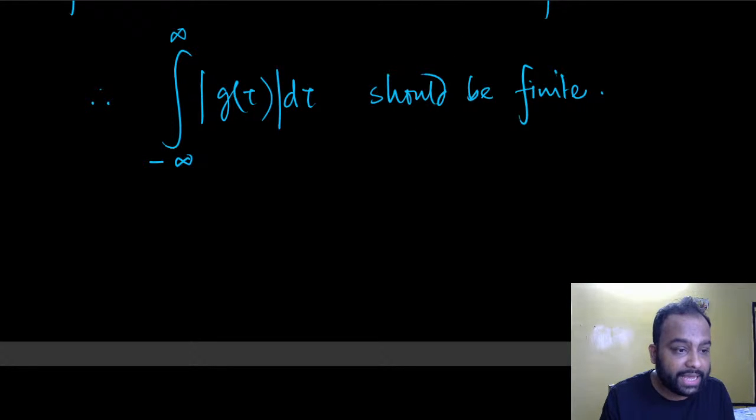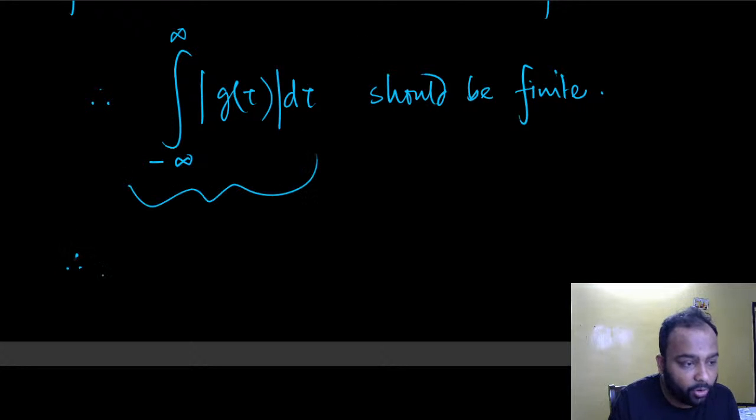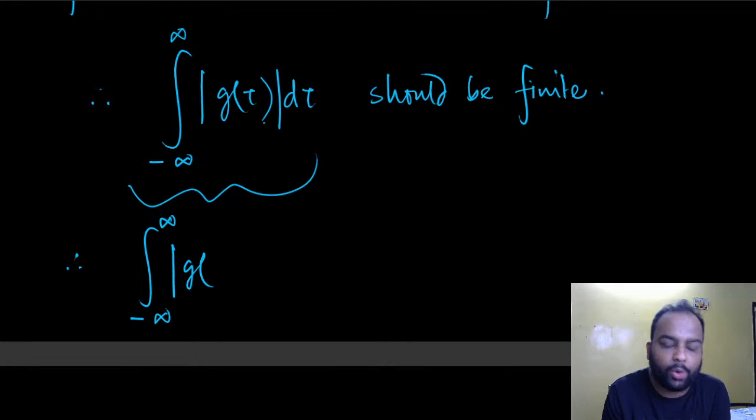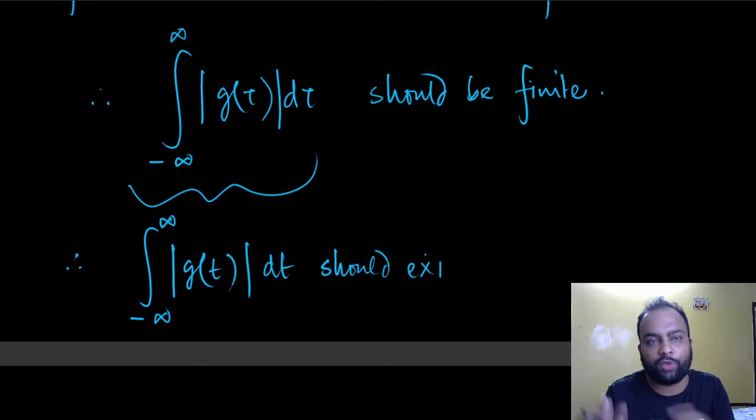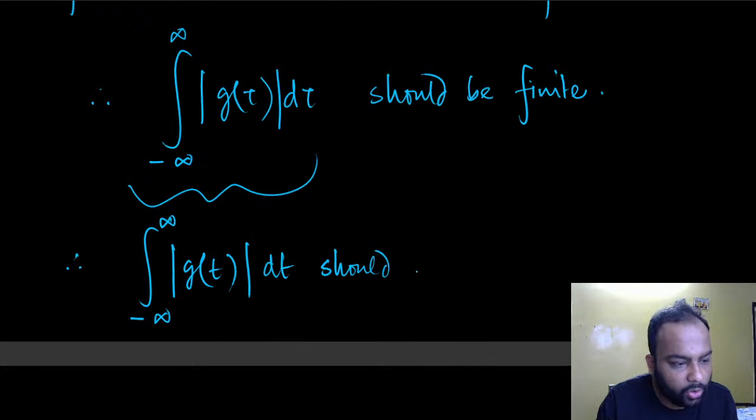So the moment we say that, we are saying that this integral exists. So we are saying therefore this integral from minus infinity to infinity of mod g tau d tau, and now of course tau is a dummy variable because this is a definite integral. I can just say g t dt, right? Same thing. It should exist, because in order for the integral to be finite, it first should exist.